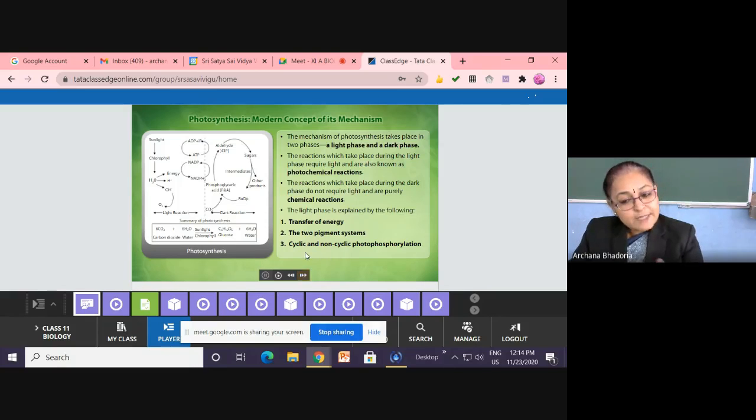And then two types of photophosphorylation you will be studying, cyclic and non-cyclic. So I hope this much is clear to everyone. So light reaction में होता क्या है अपन ने starting में ही पढ़ लिया था, जल्दी से बता दो. What happens during the light reaction? Quick.